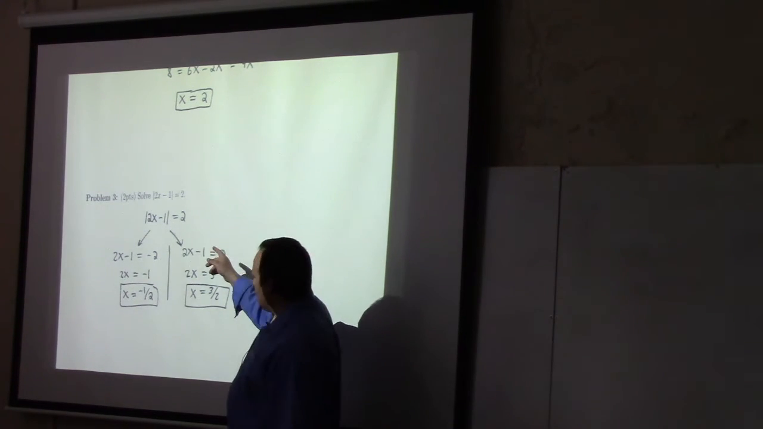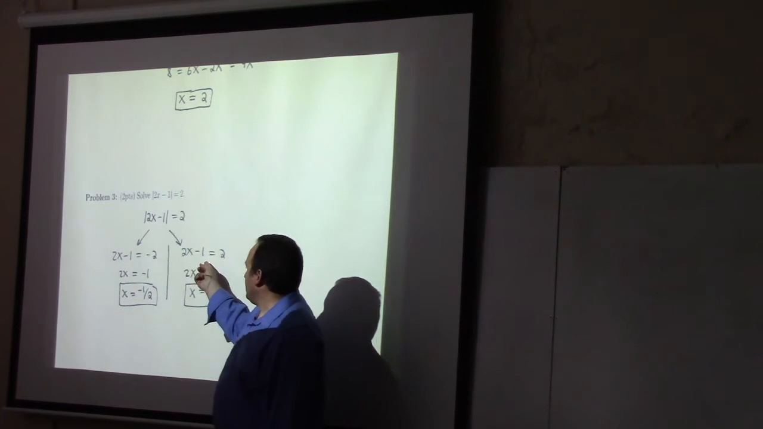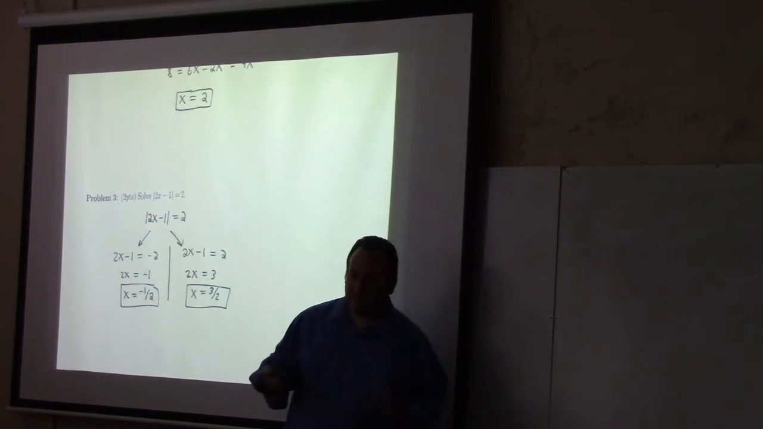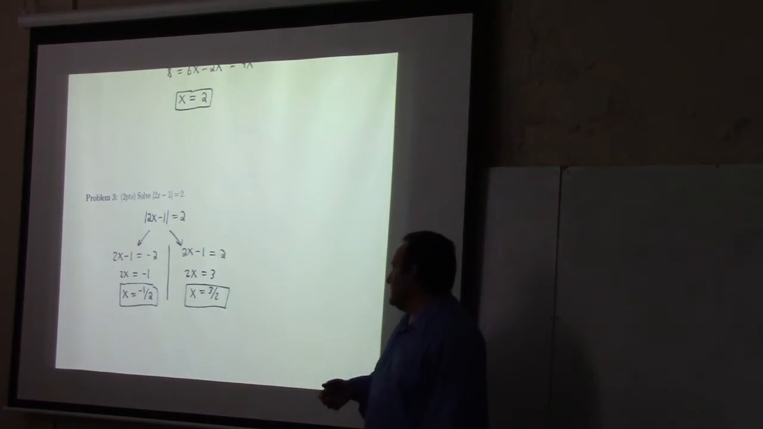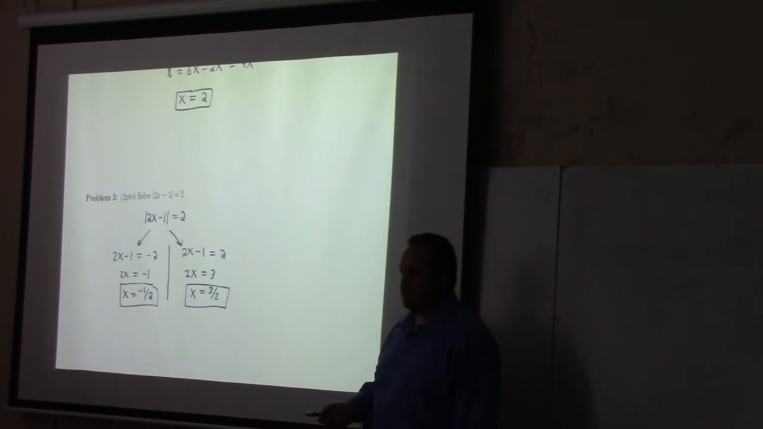And so I set 2x minus 1 equal to minus 2, or I set 2x minus 1 equal to 2. These are the 2 choices, right? And then I solve each one as we usually do. Add 1 to both sides. So I get 2x equals minus 1, and I get 2x equals 3 over here. Divide by 2, I get x equals minus 1/2, or x equals 3/2.